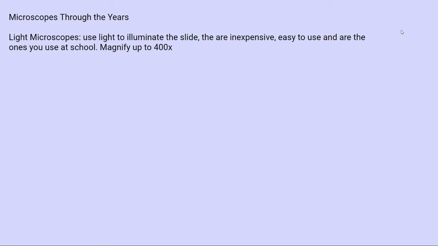And now what we use at school in our lab are called light microscopes. So light microscopes are the ones that you just labeled the diagram of, and they use light to illuminate the slide. They're pretty inexpensive. Now, when I say inexpensive, that's in relative terms to how expensive microscopes can be. They're not cheap, but they're the cheapest kind of microscope you can get. They're relatively easy to use. And again, they can magnify up to about 400 times.